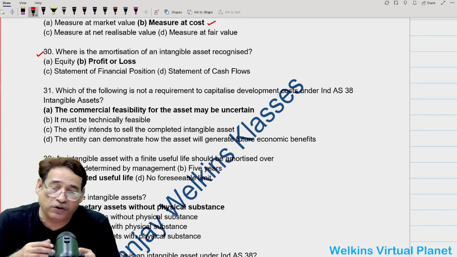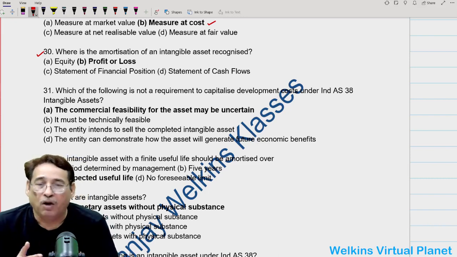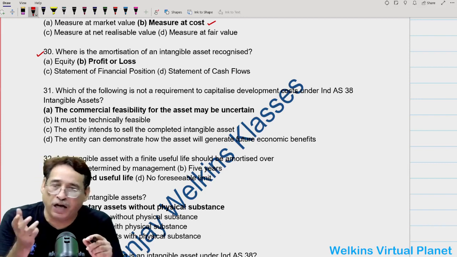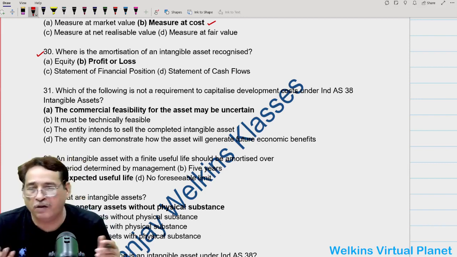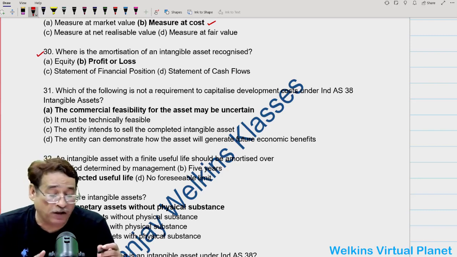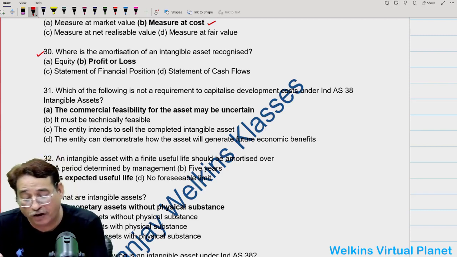Question number 30, where is the amortization of an intangible asset recognized? You are going to purchase an intangible asset today. Obviously, with the passage of time, at every accounting period, you will have to write off some part of this particular item, known as amortization. Quite obviously, the amortization part is a loss to us. It will be taken to profit and loss account, so your answer should be P&L.